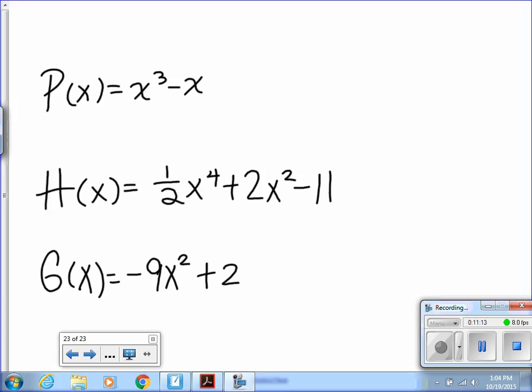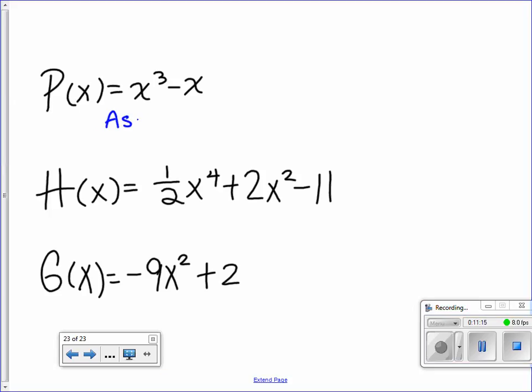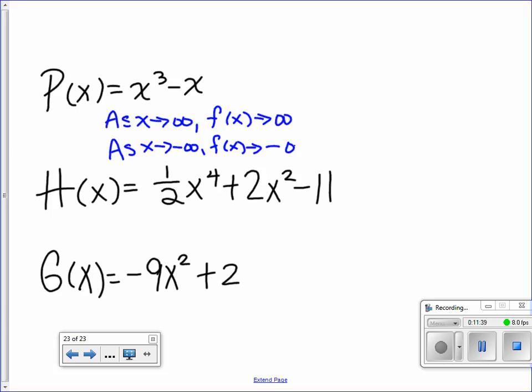Alright, what's this? As x approaches infinity, what's happening with f of x? It approaches infinity. As x approaches negative infinity, what happens with f of x? Negative infinity. This is an x cubed. It looks like this.